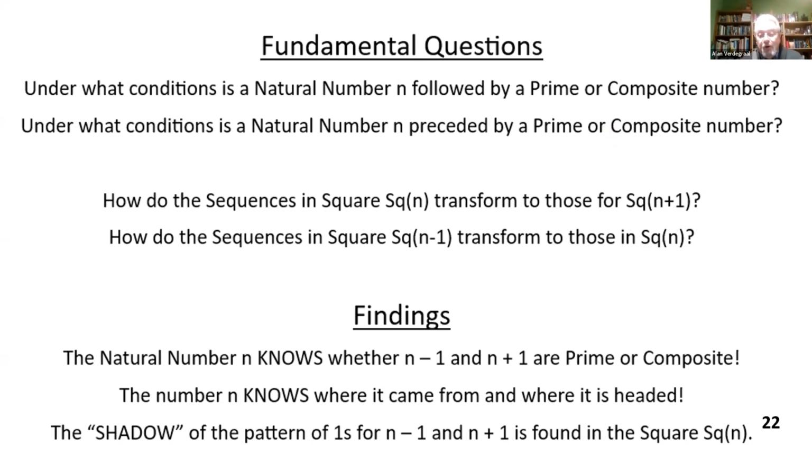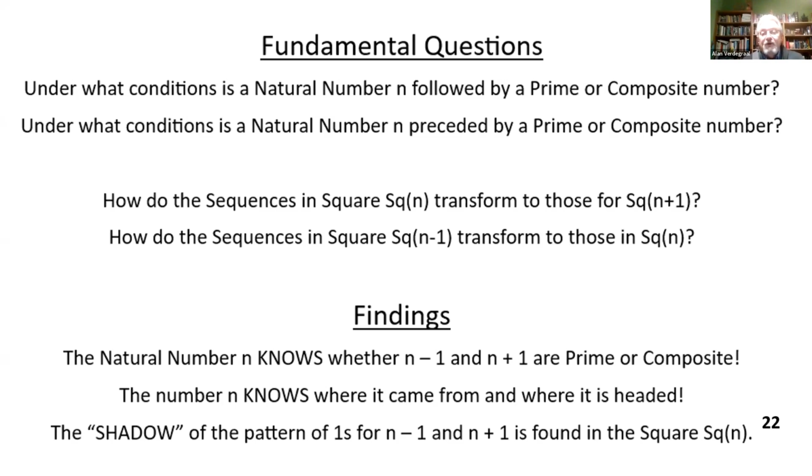Now, this is the spoiler alert. The number n knows that n-1 and n+1 are either prime or composite without even examining n-1 or n+1. Every number n knows the primality state of where it has come from and where it is going. Mathematically, I find this very beautiful. So how does it do this?